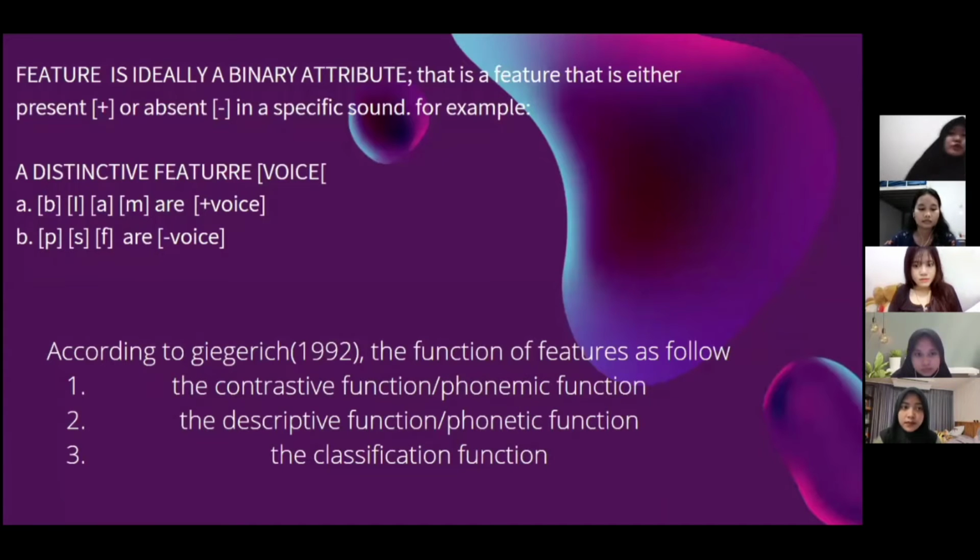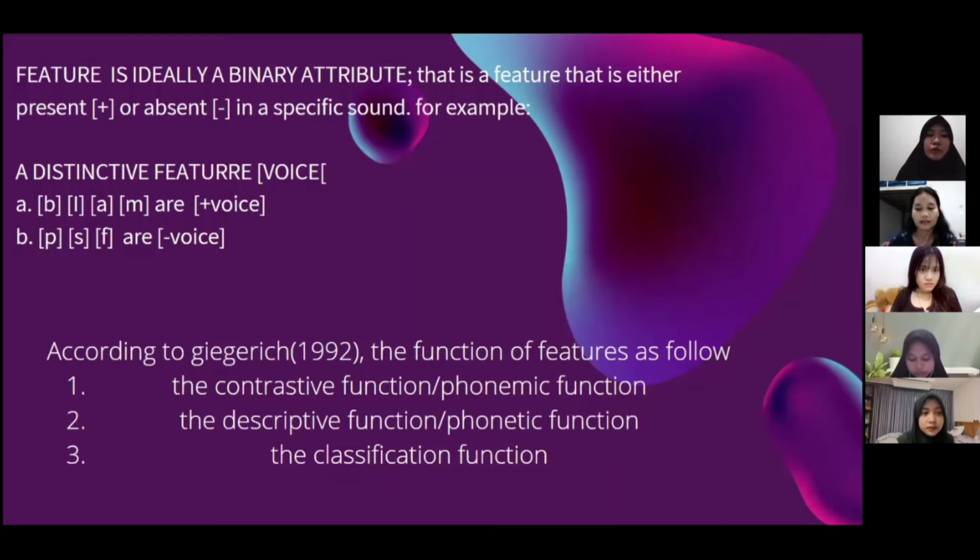A distinctive feature is ideally a binary attribute, that is, a feature that is either present (positive) or absent (negative) in a specific sound. For example, the distinctive feature voice: B, I, A, M are positively voiced, and P, S, F are negatively voiced.